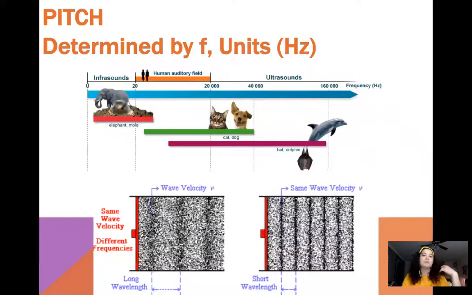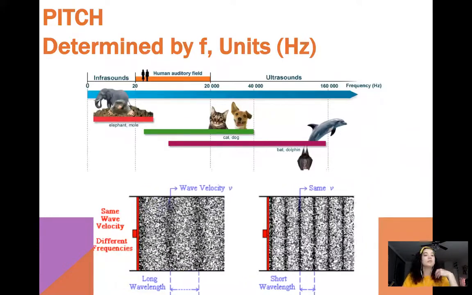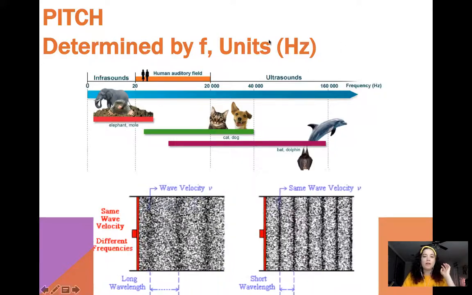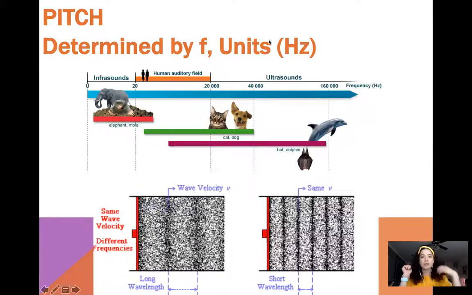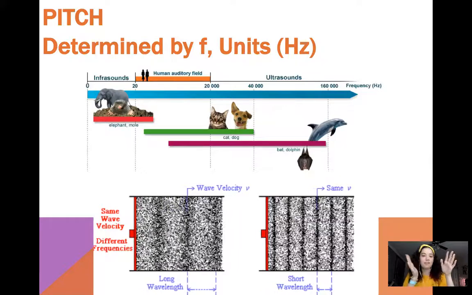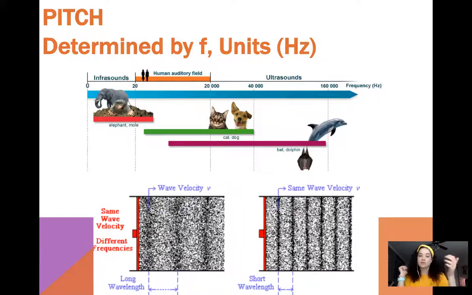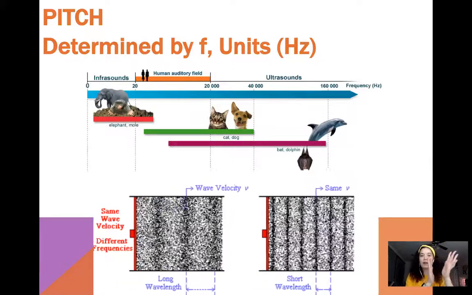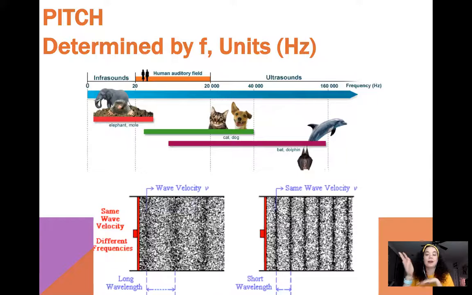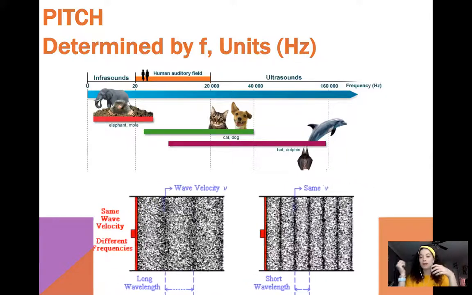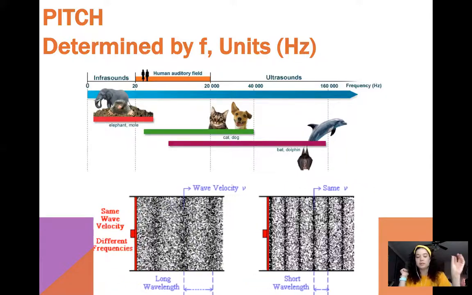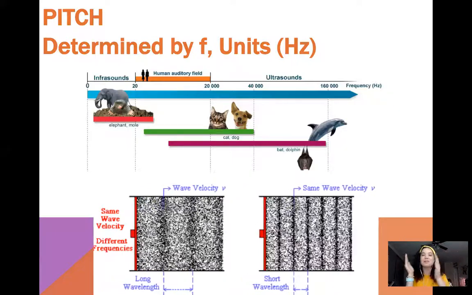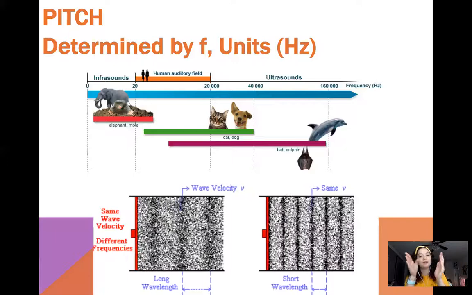So pitch is determined by the frequency of the wave, and we use hertz again to talk about pitch. So humans, our auditory range, we hear between 20 hertz and about 20,000 hertz. Cats and dogs, on the other hand, they start a little bit higher, but their hearing goes all the way up to 40,000 hertz. That's why if you've ever seen people with a dog whistle, they blow it and we don't hear anything, but dogs freak out. It's because that whistle operates between 20,000 hertz and 40,000 hertz.